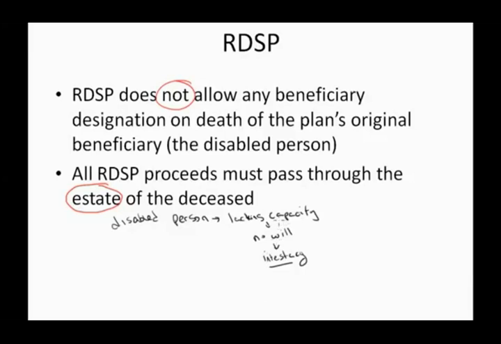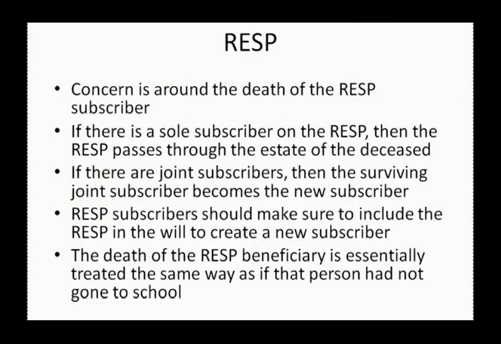Now, I suppose because that person lacks capacity, we could argue that's not that big a deal, but this is one of these things that is complicated and sometimes hard to deal with for the survivors. And the Registered Education Savings Plan is another plan where we see that maybe it doesn't work at death quite as much as we'd like it to. It can have its own set of problems that it creates.